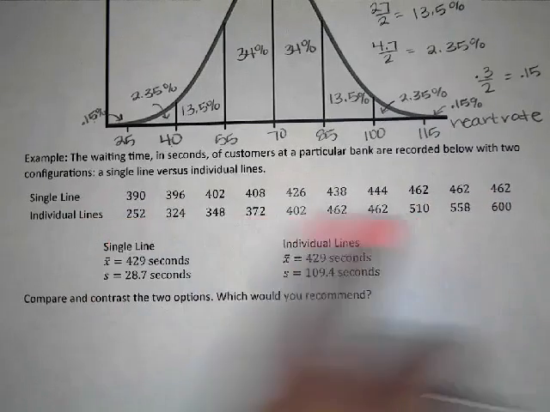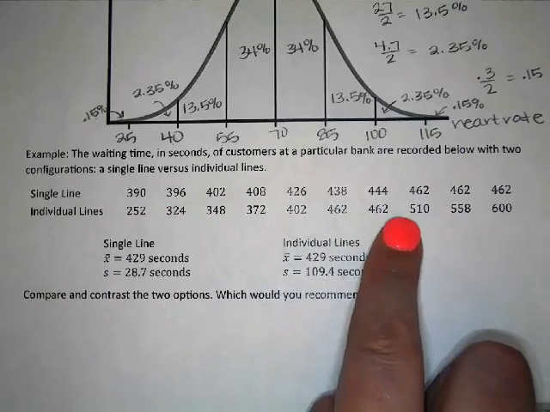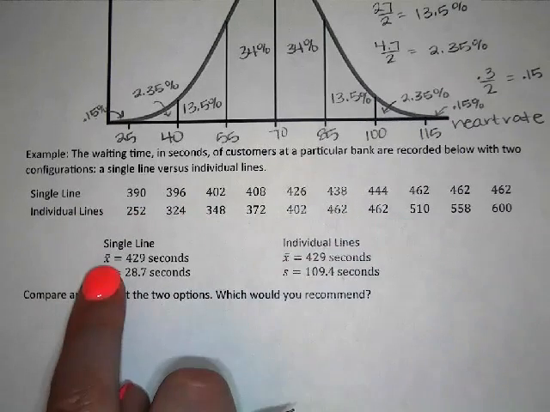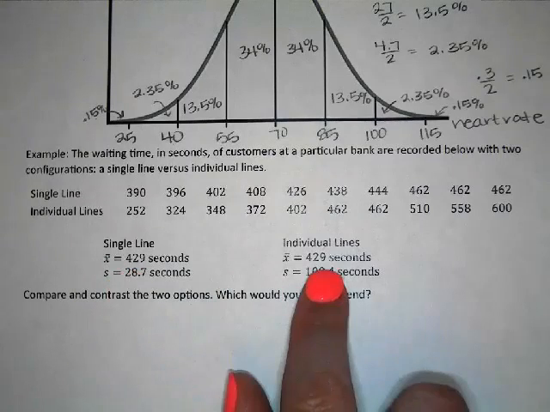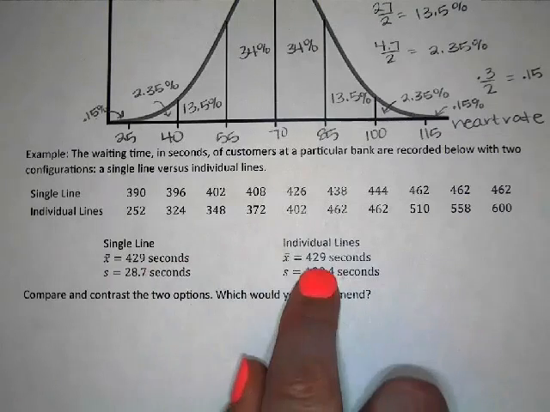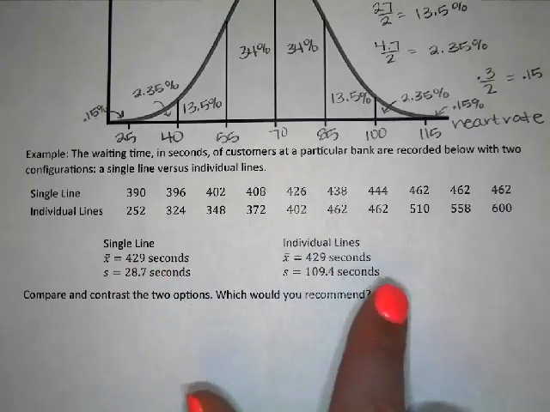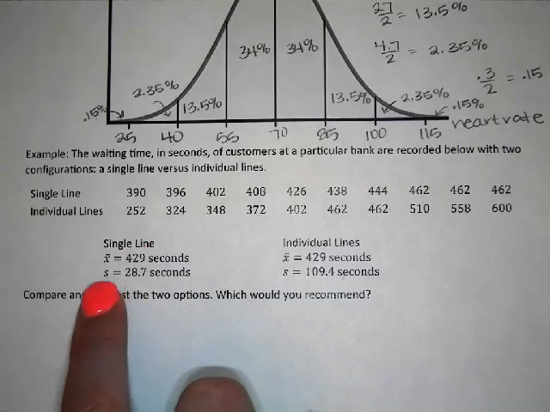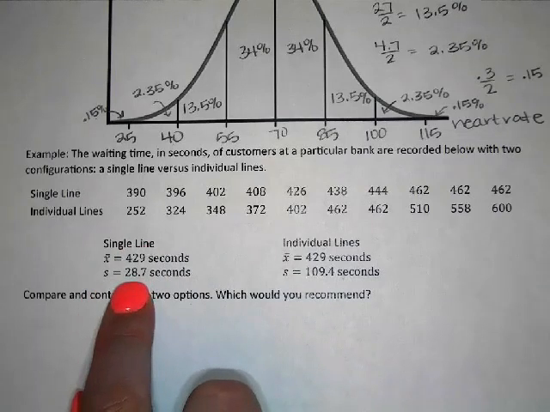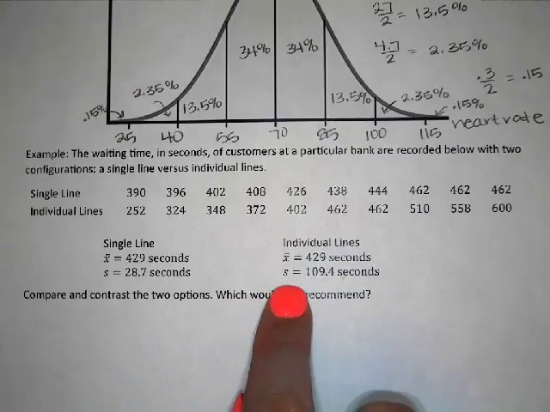So here we found that the mean for the single line is 429 seconds, and the mean for the individual lines is 429 seconds. So the means are the same. Or the measure of center is the same. But over here, for the single line, the standard deviation is 28.7 seconds. Over here, the standard deviation for the individual lines is 109.4 seconds.